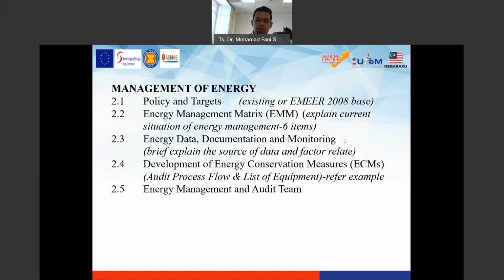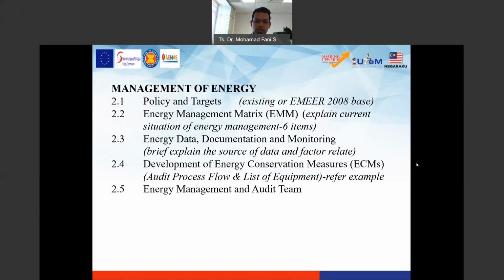So after that, 2.3 energy data. So documentation and monitoring, briefly explain the source of data and factors related. So try to find the energy data. For example, the documentation and monitoring is based on what kind of data is available in the building or in your client premise. Then 2.4 development of energy conservation measures. This one we show the energy audit process, flow or list of equipment. Okay, you can refer to the example energy management.